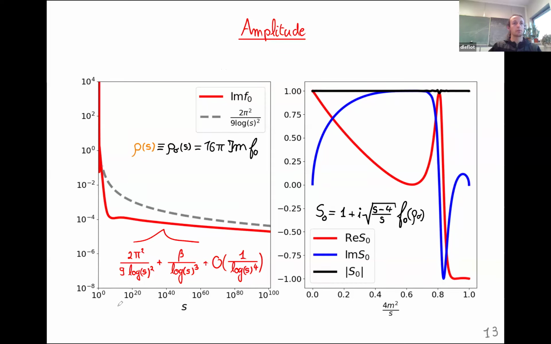Now we will look at the left plot to see the high energy. There the horizontal axis is S in log scale. In red, I am showing the imaginary part of F0. In fact, it is proportional to the spectral density. And in gray, it is the first term of the high energy expansion. You can see that the red curve is closer and closer to the gray one, even at 10 to the 100. The second term of the expansion is still relevant there, since the two curves do not match perfectly.